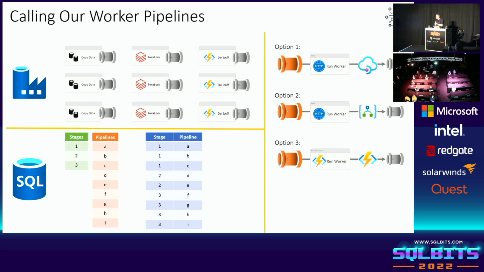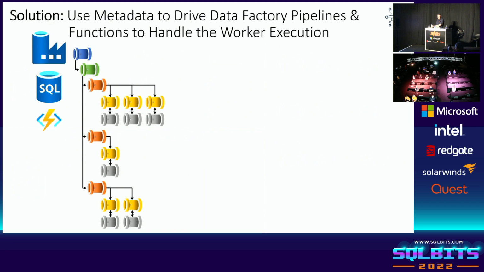So we complete our solution statement by saying this. Let's use metadata, of course, to drive our processing. Let's store that metadata in a SQL database, in my case. And let's use Azure Functions as the middleware to interact with those child pipelines, to give us that separation between the activities or the pipelines that we want to call from the processes that are going to call them.